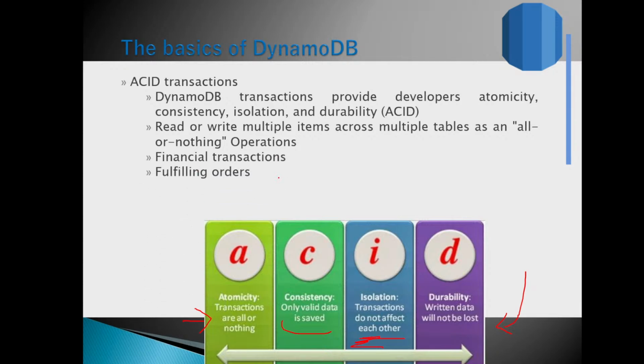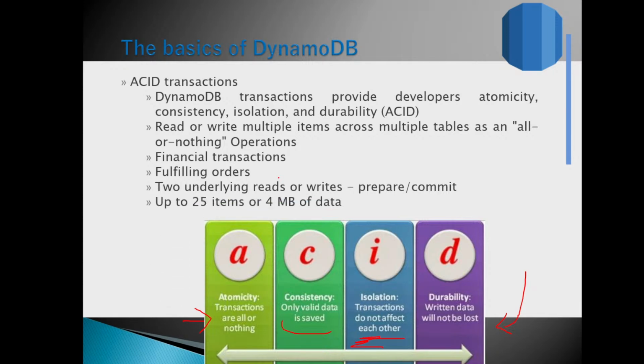फाइनेंशियल ट्रांजेक्शन, योर ऑर्डर fulfillments. Okay, so two underline reads and write एक साथ, मतलब multiple writes and reads एक साथ. So you can go up to 25 items to be updated simultaneously. मतलब आप 25 tables या 25 items update कर सकते हो simultaneously, or up to 4 MB of the data. Okay, that's the limit of DynamoDB.